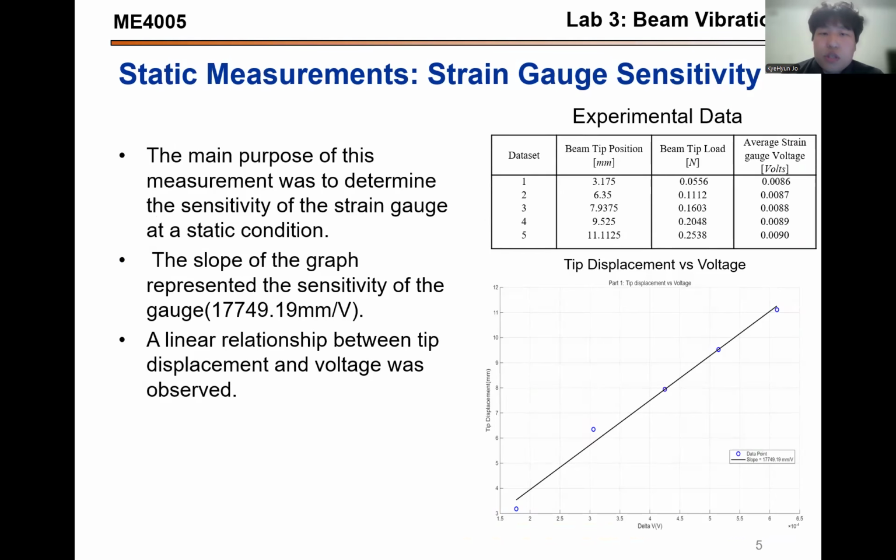For static measurements, we didn't apply any force. So if we say this is a beam, we didn't do this. We just see how the cantilever beam behaves. The main purpose of this measurement was to determine the sensitivity of the strain gauge in the static condition. You can see on the graph on the right bottom, the slope of the graph represents the sensitivity of the gauge, which was 17,749.19 millimeters per volt. So you can see a linear relationship between tip displacement and voltage was observed.